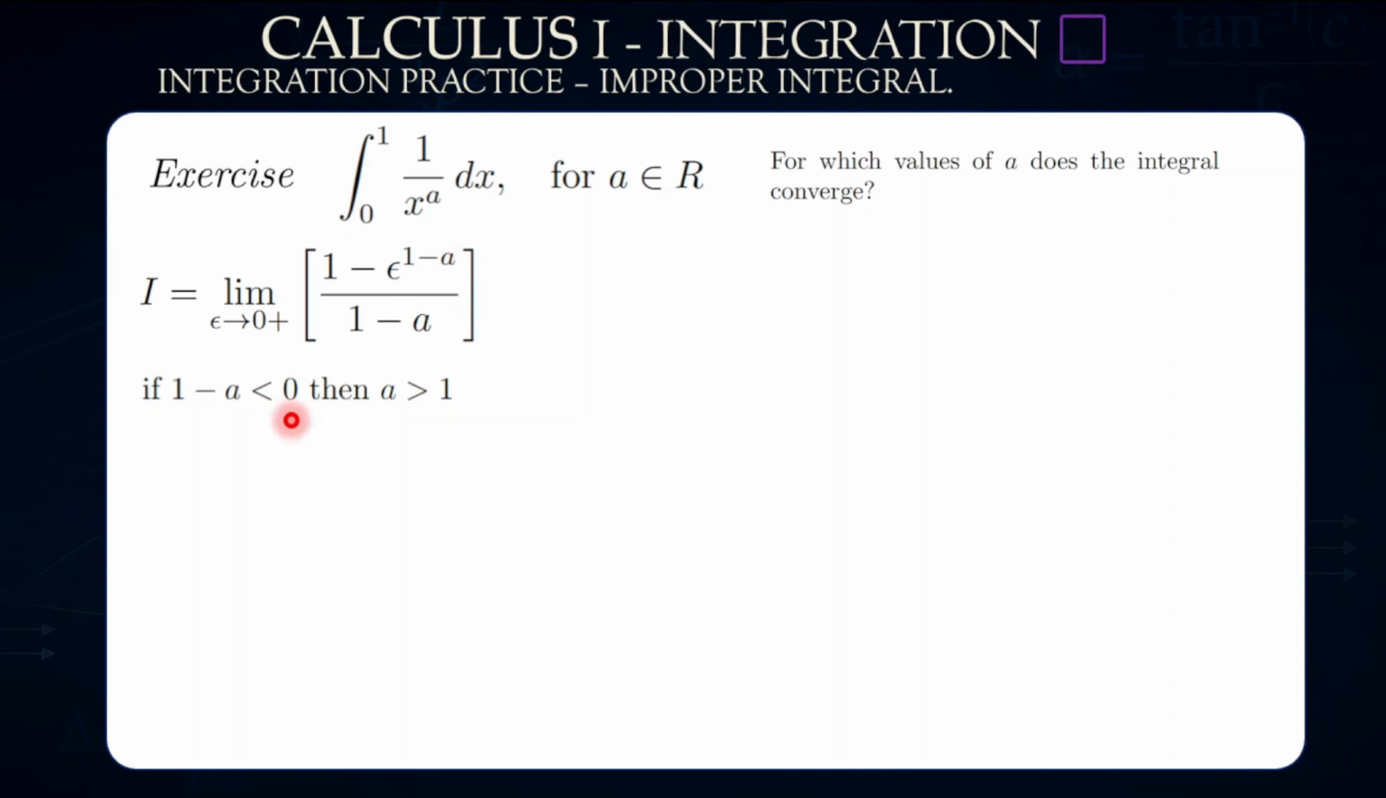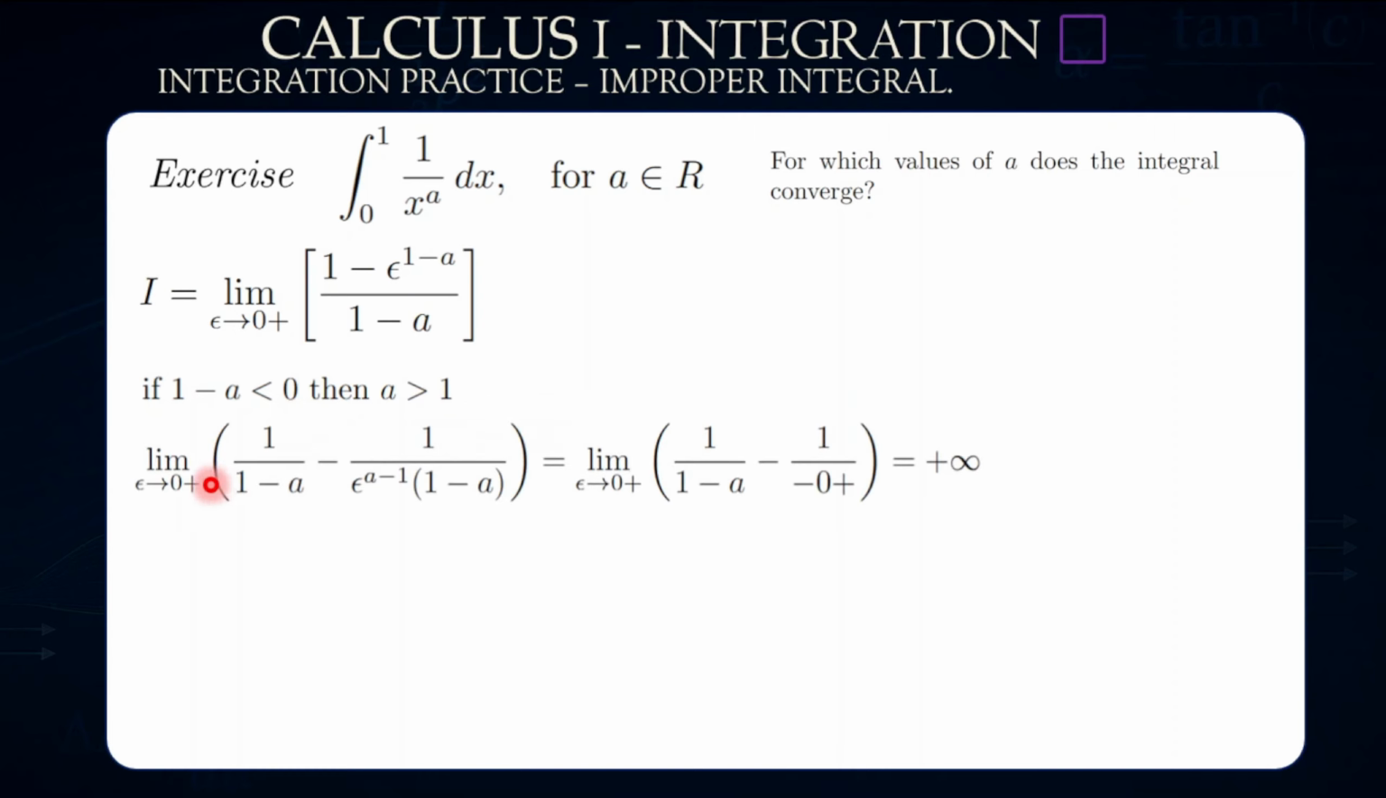So if 1 minus a is less than 0, then a is greater than 1. What happens in such a case? You have the limit as epsilon goes to 0 plus of 1 divided by 1 minus a. Here we broke down the fraction. We separated 1 and epsilon to the power 1 minus a. So the limit as epsilon goes to 0 plus of 1 divided by 1 minus a, minus 1 divided by epsilon to the power a minus 1, multiplied by 1 minus a.